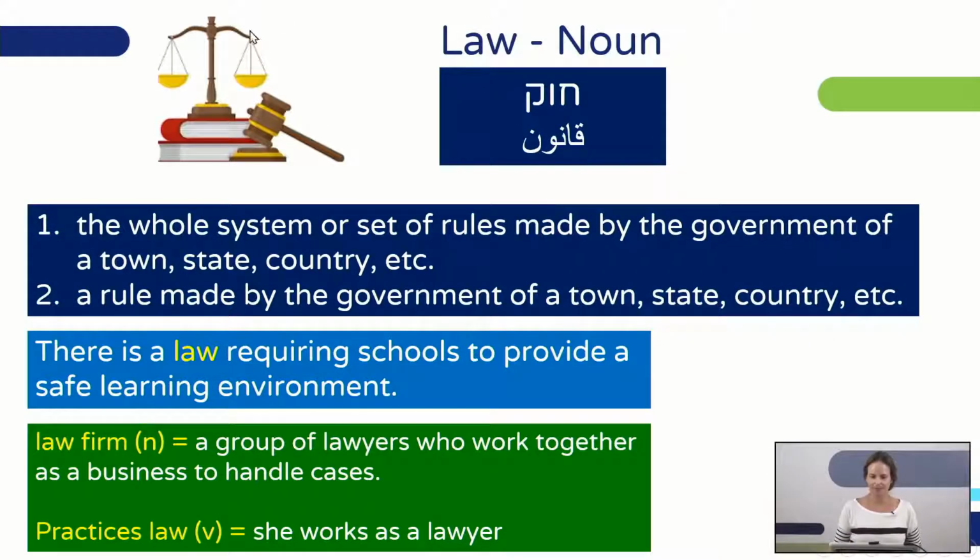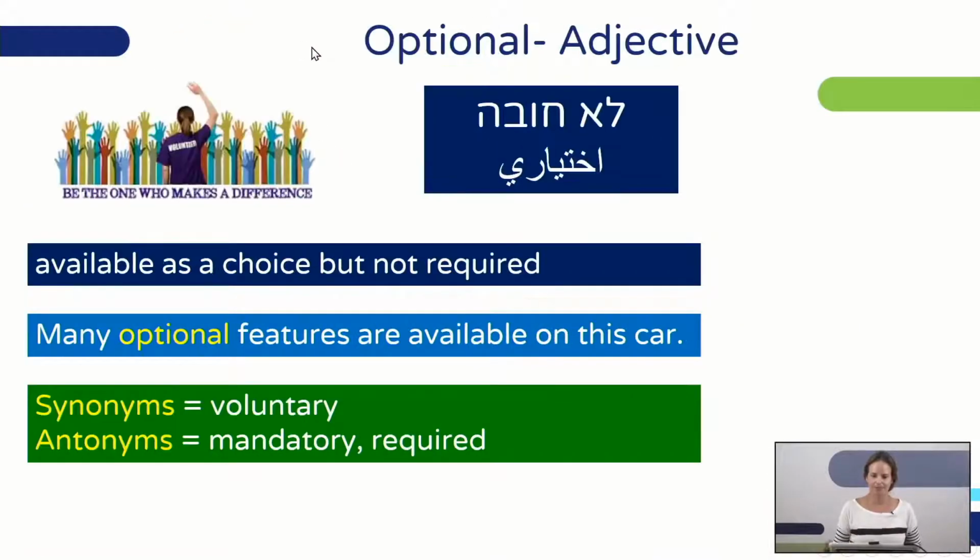Okay? Next word. Optional. Optional, it's an adjective. Okay? It means lo chova. And here I chose a picture of a volunteer. I chose a picture of a volunteer because when you volunteer, or litnadev, to do something, it's optional. You don't have to do it. So that's why I chose this picture. The definition of optional is available as a choice but not required. A sentence could be, many optional features are available on this car.